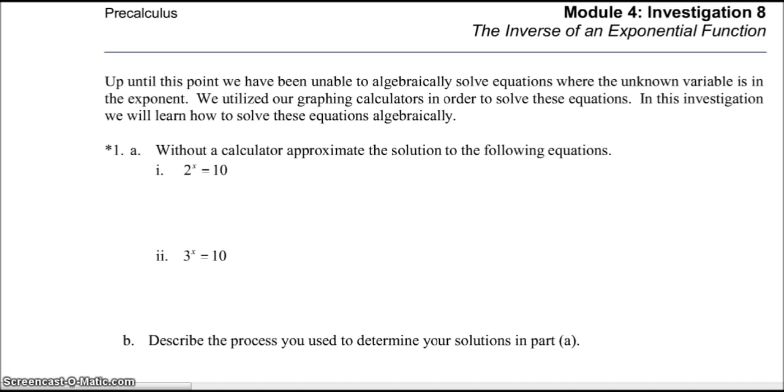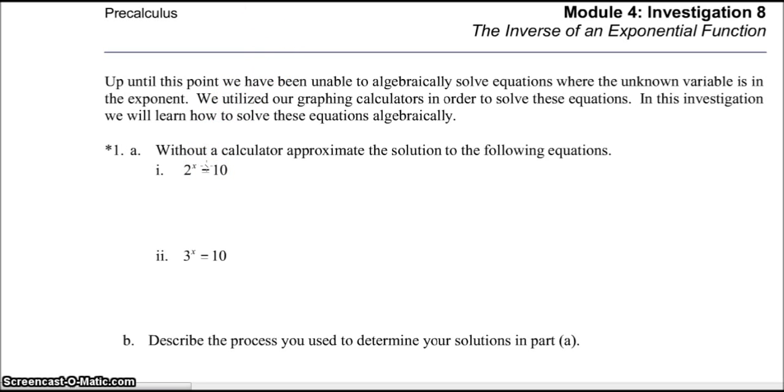Up until this point, we have been unable to algebraically solve equations where the unknown variable is in the exponent. Well, maybe not. I don't know if we've done too much of that. We've utilized our graphing calculators in order to solve these equations. I think I remember doing that once or twice. In this investigation, we will learn how to solve these equations algebraically. But first, we're going to do some approximation to try to get a handle on the meaning of the logarithm.